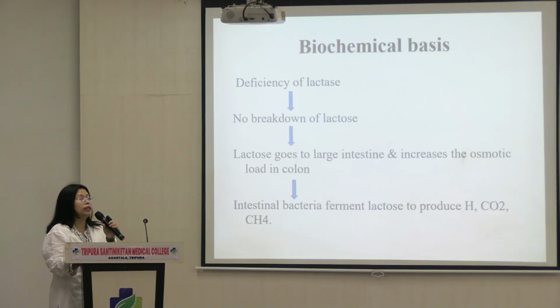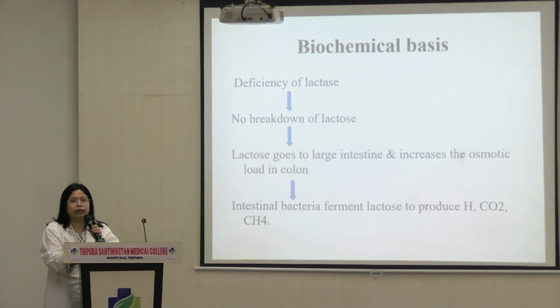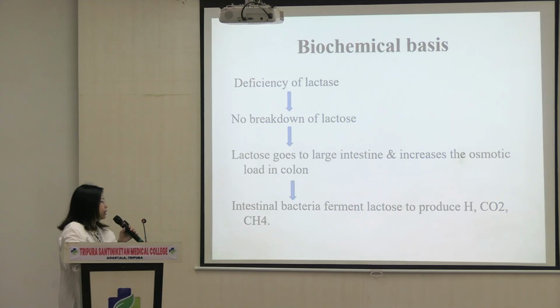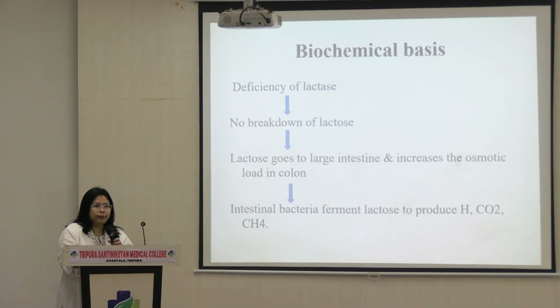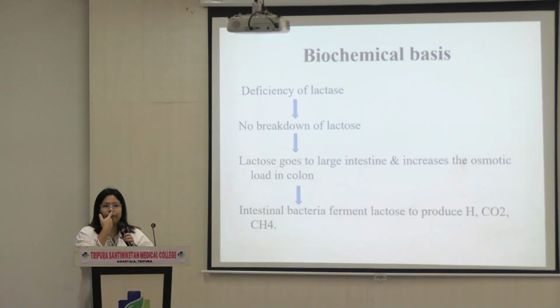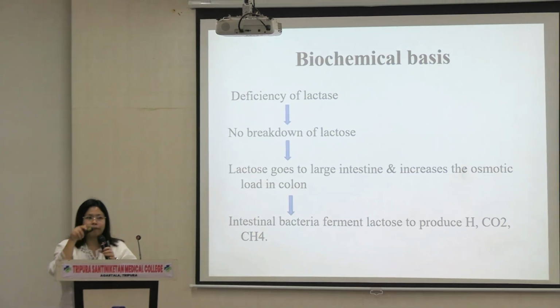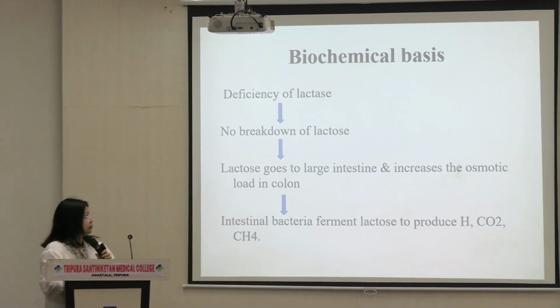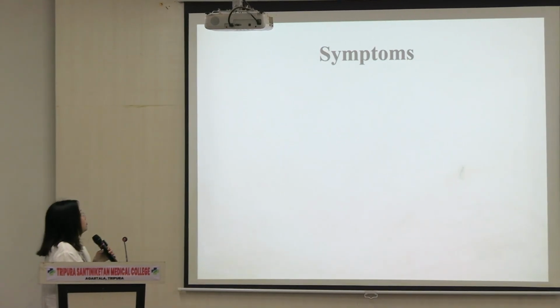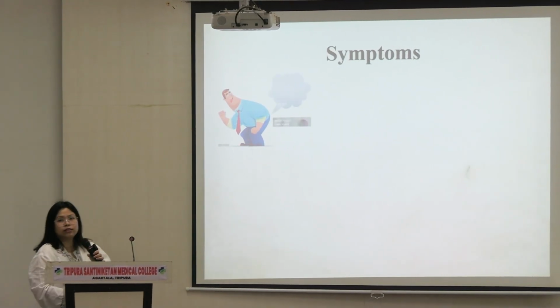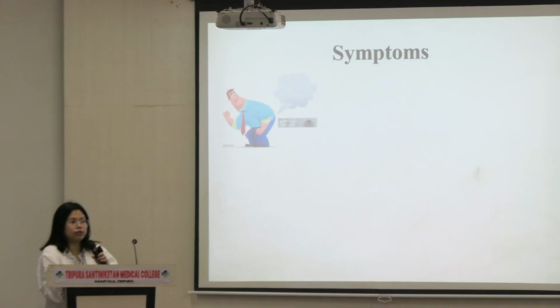Along with that, this lactose is fermented by the bacteria present in our own intestine. The intestinal bacteria ferment lactose to produce hydrogen, carbon dioxide, and what is CH4? So what will happen if methane is produced? You know the answer. Flatulence, okay? Therefore, they'll have this. What is this? This is called flatulence, okay?